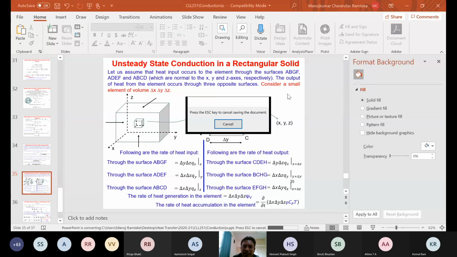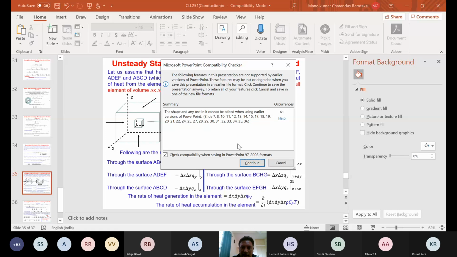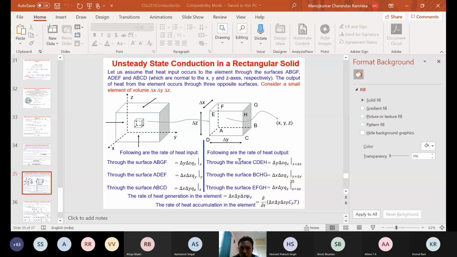Some small mistakes would be there because all these slides are newly prepared this year. I just have to translate it from my class notes to the slides, so some mistakes are occurring there. So please correct me in between if I am not correct somewhere. Okay.